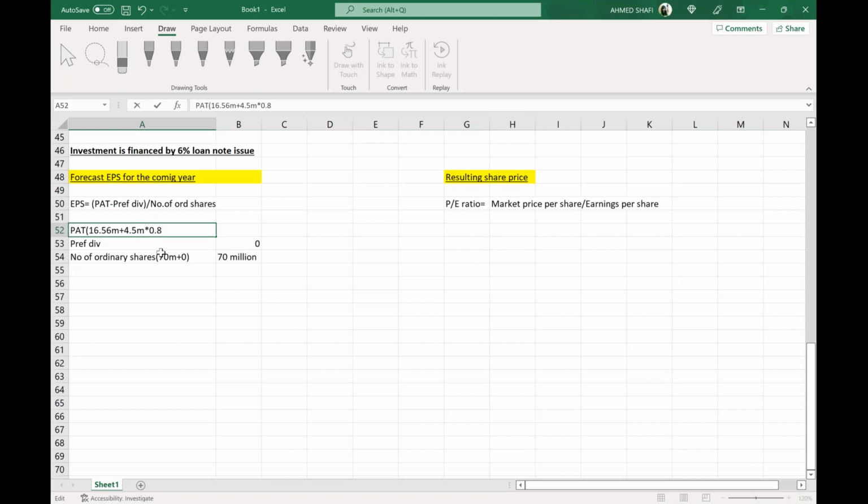Right? On the 16.56, if you invest 25.48 million, profit will increase by 4.5, but you will only get 80% advantage because 20% is gone in taxes. Okay, your profit will increase, but now you have raised finance by a loan note issue. So your profit will fall also because you have to pay interest. So what is the interest? Interest is 6%.